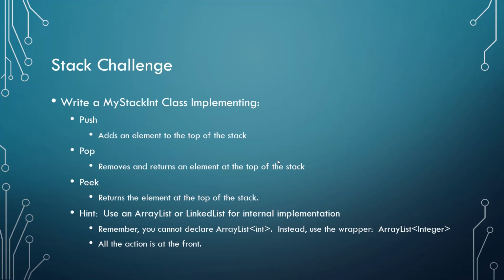So here's a hint. You can use either an array list or a linked list for the internal implementation of this. That's the private data member. Remember, you cannot declare an array list of int. You cannot declare an array list in Java of primitive types. Instead, you have to use the wrapper class, array list of Integer. And all the action for a stack is at the front. Push to the front, pop to the front. So that's a big hint. So pause the video at this point, and I'll return with my solution.